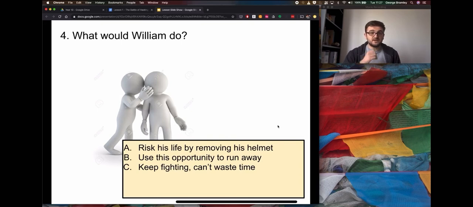Would he risk his life by removing his helmet during the battle to prove he's still alive? Will he use this opportunity to run away to safety because it looks like the Anglo-Saxons are going to win? Or will he decide that the best thing he can do is to just keep fighting as he can't waste any time? Please pause the video now and type into the second box across, what will William do next and why do you think that's what he'll do? Pause the video now.